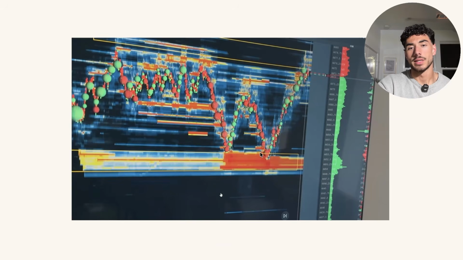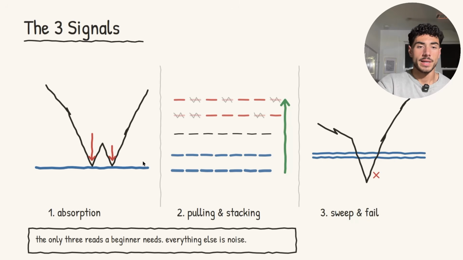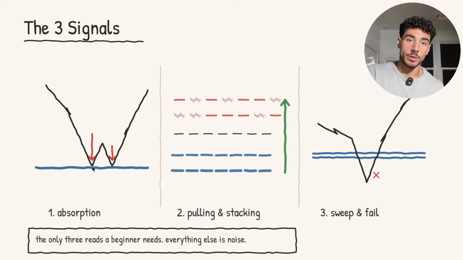This is going to be the best example for absorption, right? You see these aggressive sellers coming in down here, and these passive buyers take over, okay? That's what absorption really is. That's probably one of the most popular ones to focus on, one of the most important.